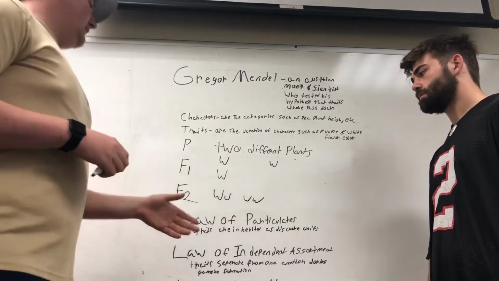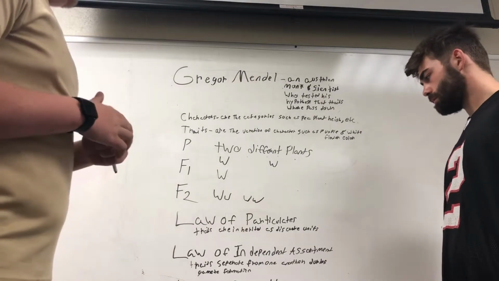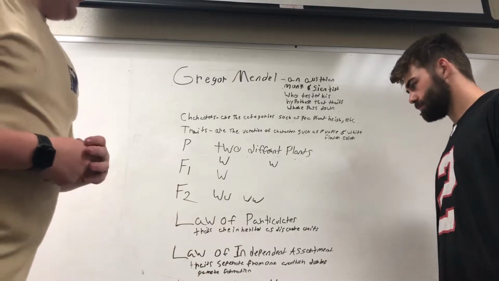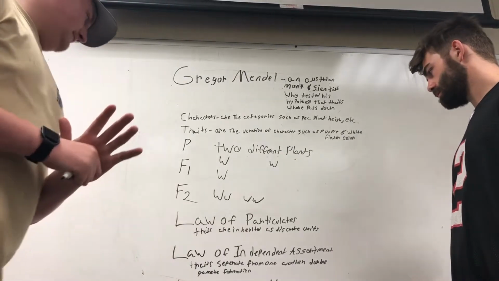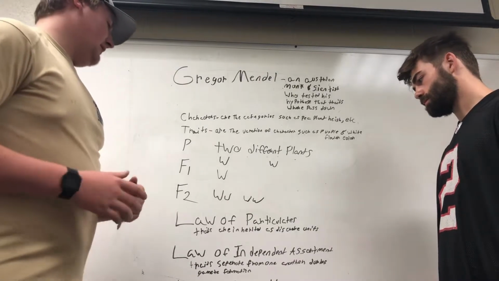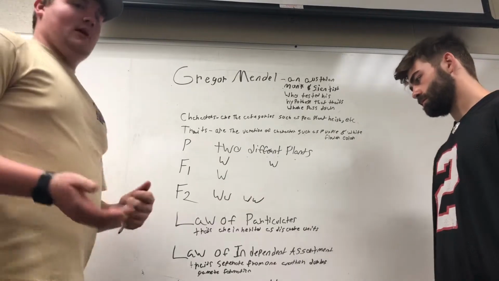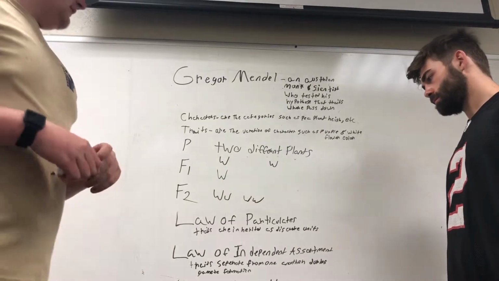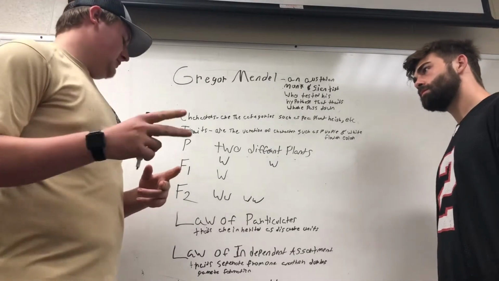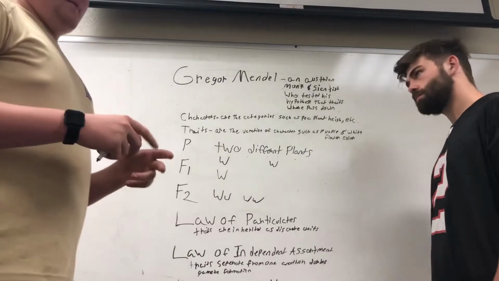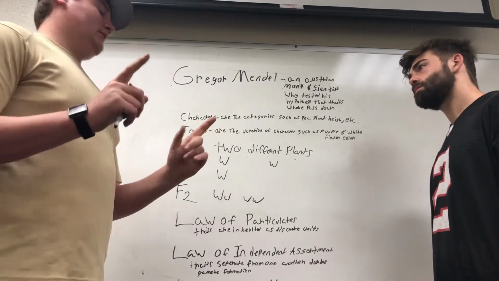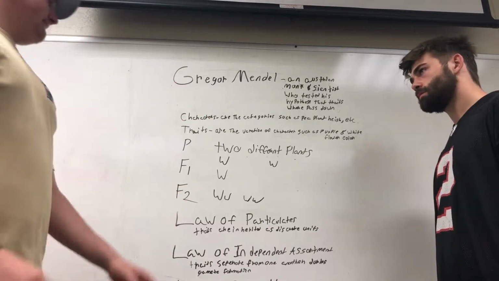All right, law of particulates: traits are inherited as discrete units. Law of independent assortment: traits are separated from one another during gamete formation. And then the law of segregation. It's basically when you're made, you have two copies of the trait inside, one copy from the mother and one from the father, giving you the two copies.